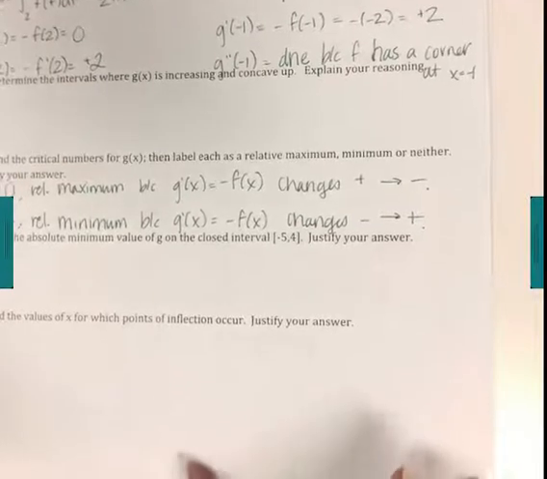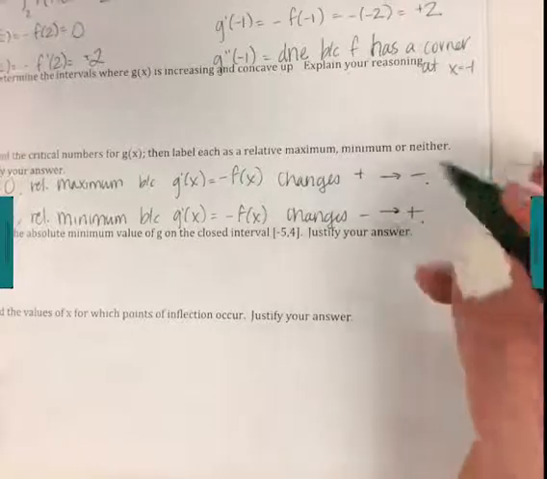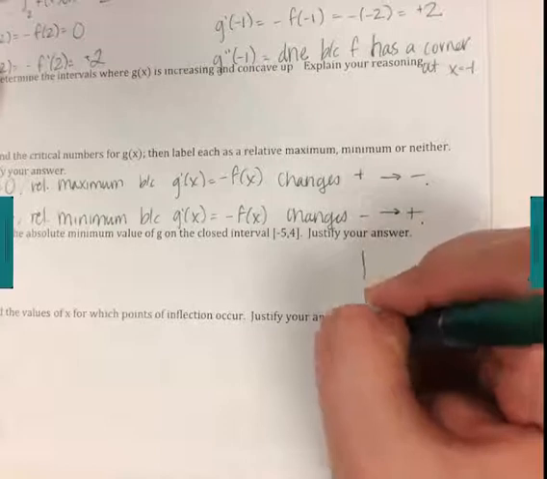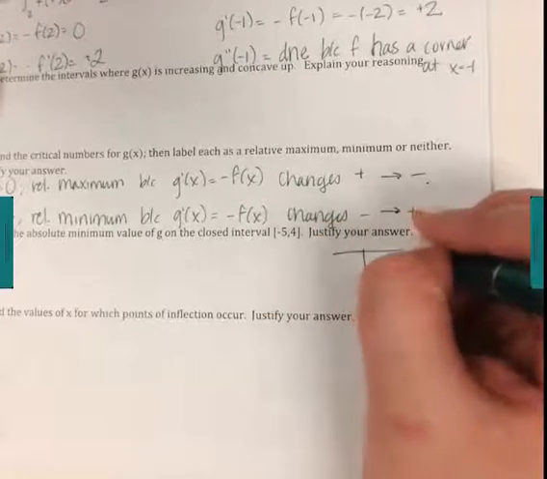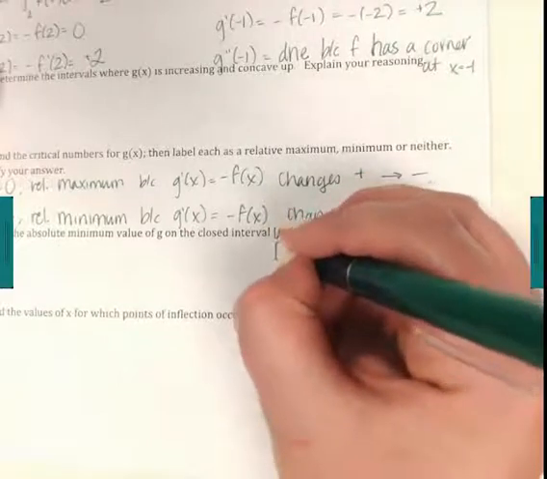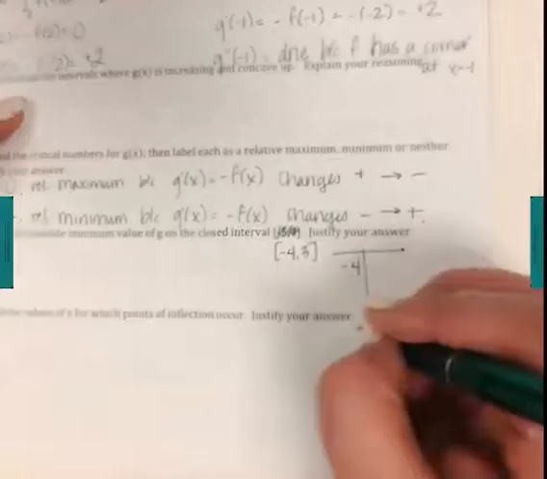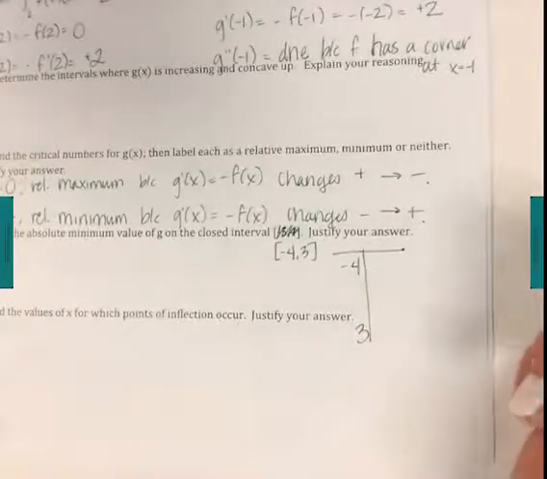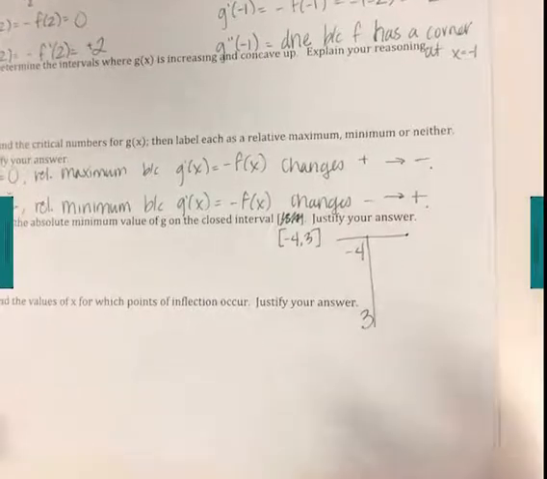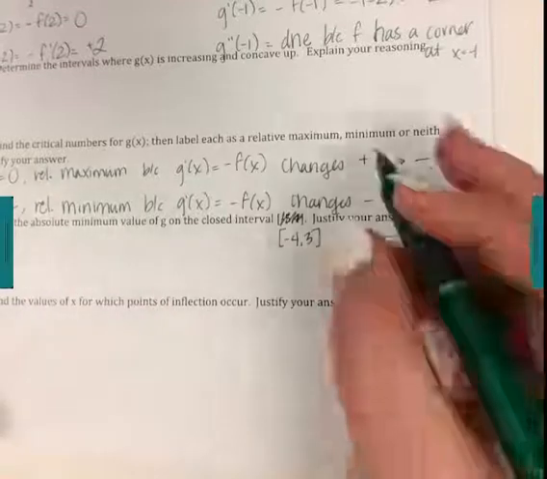Next, I want the absolute minimum. Then what do we make? A candidates chart. Now, I put the wrong endpoints on this. It should be negative 4 till 3. So negative 4 goes here, 3 goes here. And then if I want a minimum, what's the only critical number that I care about? Is it the 0 or the 2? I care about the 2.